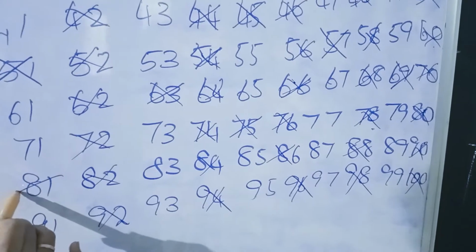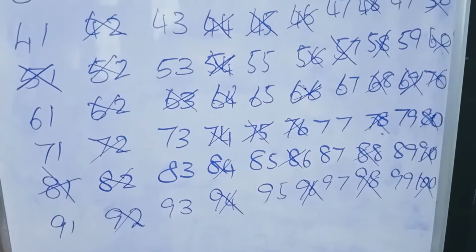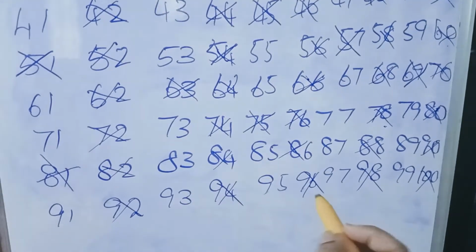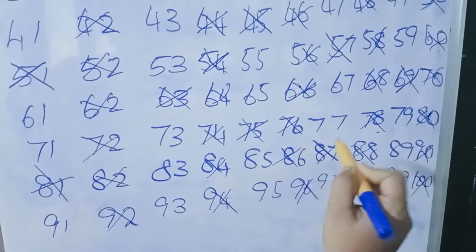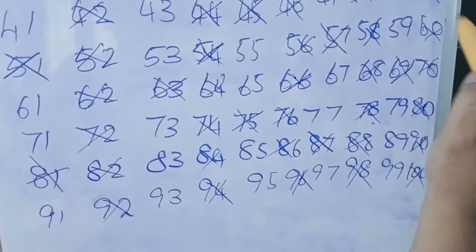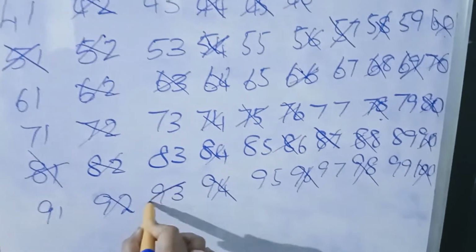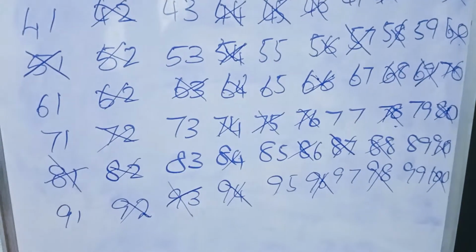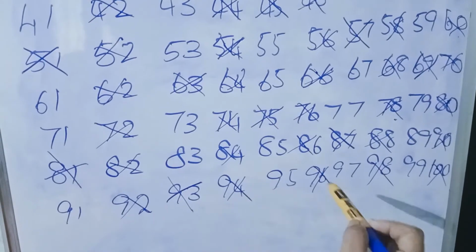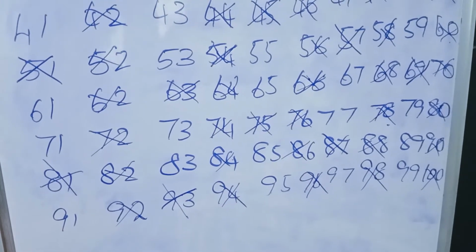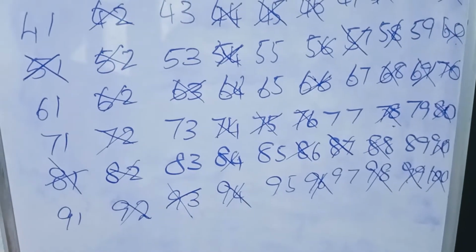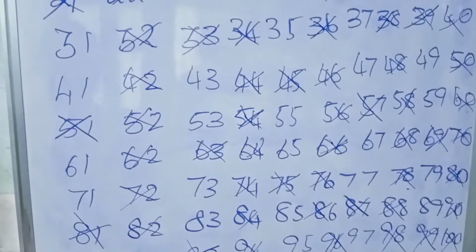Then 81 we can cross out now. Then 84 crossed out already. Then 87 we can cross out now because that is a multiple of 3. Then 90 crossed out already. Then 93 is a multiple of 3, so we can cross out now. Then 96 crossed out already. Then 99, you have crossed out now. So now we have to check the next prime number.